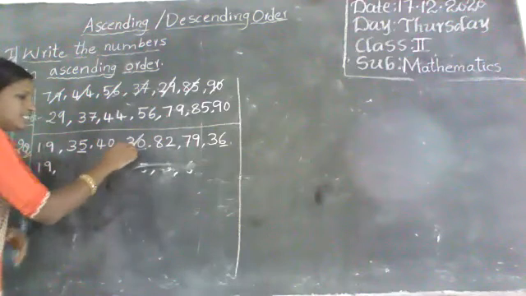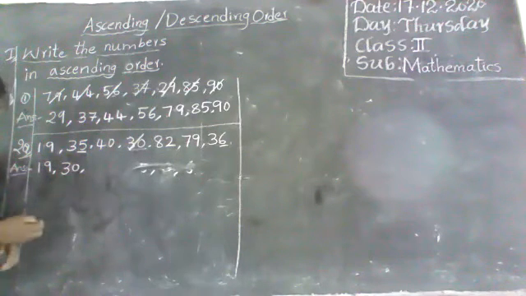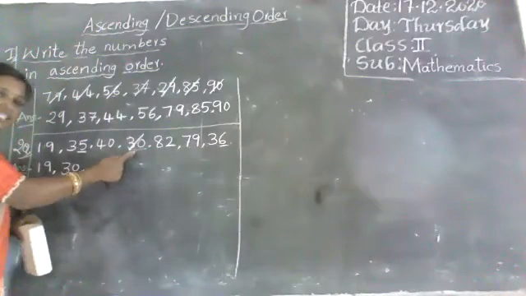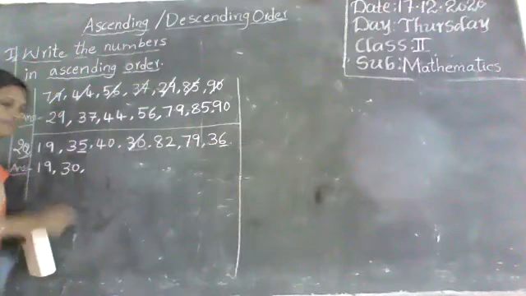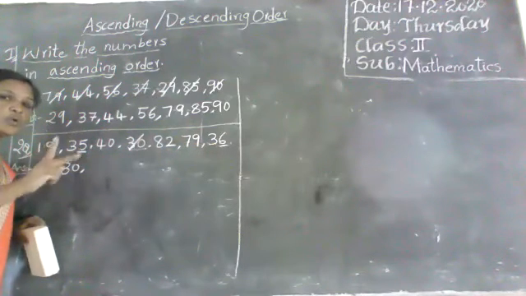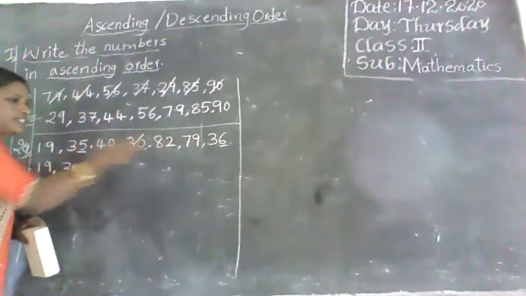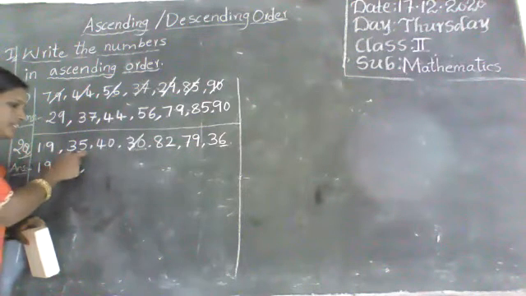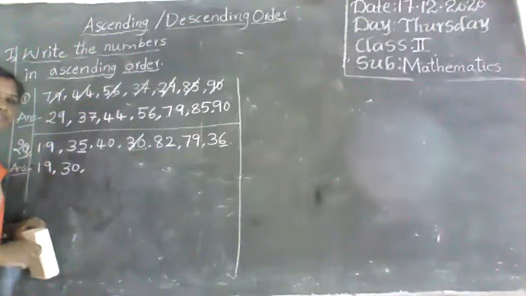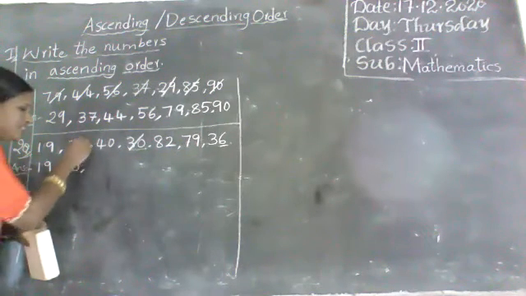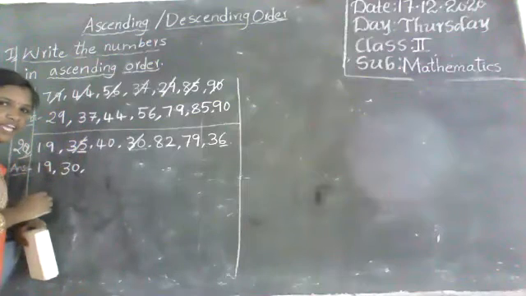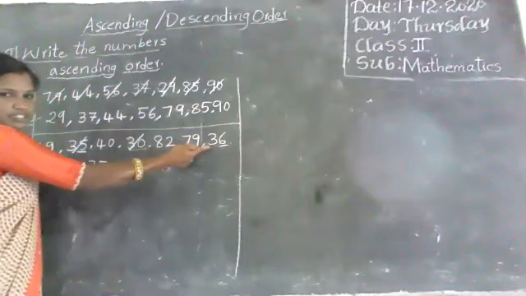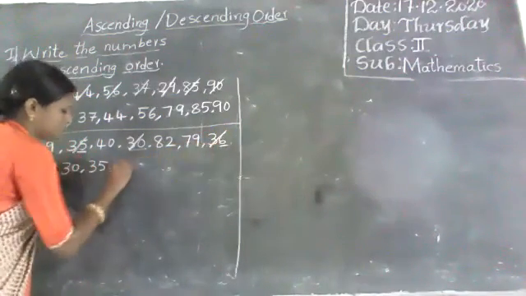So now we cut this 30 and write it here. Okay, children. Next, 30 is over. Next, 35 and 36. Two numbers are there. In this, which is the smaller number, 35 or 36? Very good. 35 is the smaller number. So we cut it like this. Next, 36. This is also cut.